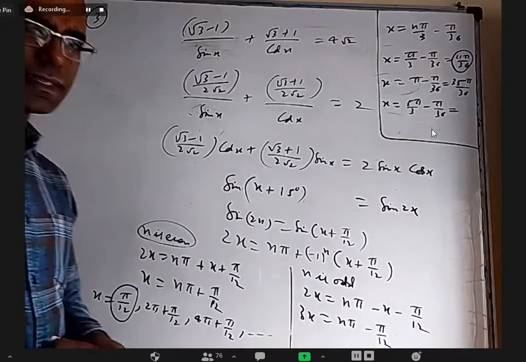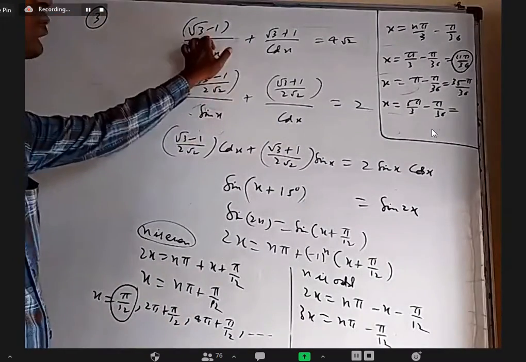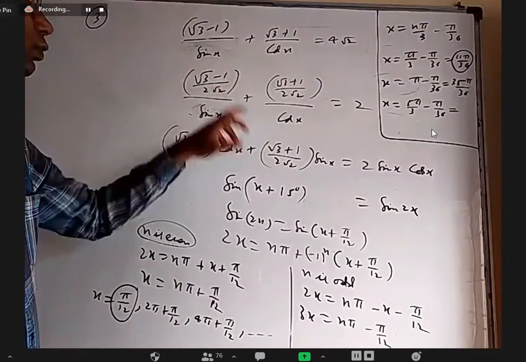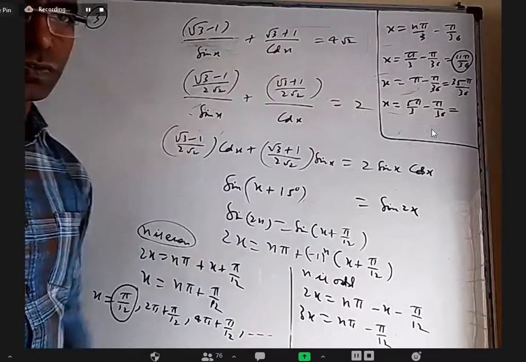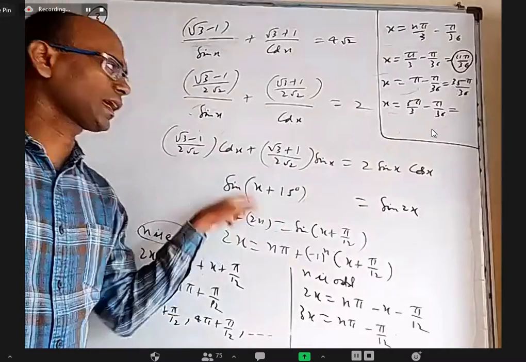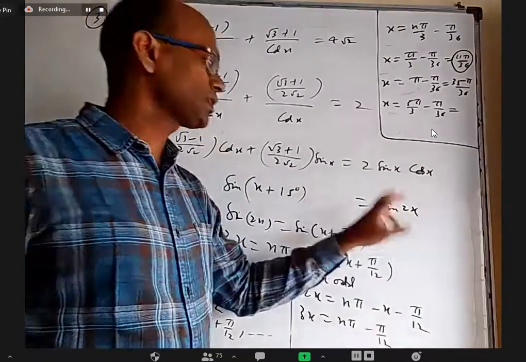Okay, so main point is when root 3 minus 1, root 3 plus 1, I think we can somewhat recognize easily that when you divide it by 2 root 2, one is sin 15, one is cos 15. Next, we do cross multiplication. Sin A cos B plus cos A sin B is sin A plus B. 2 sin theta cos theta is sin 2 theta.